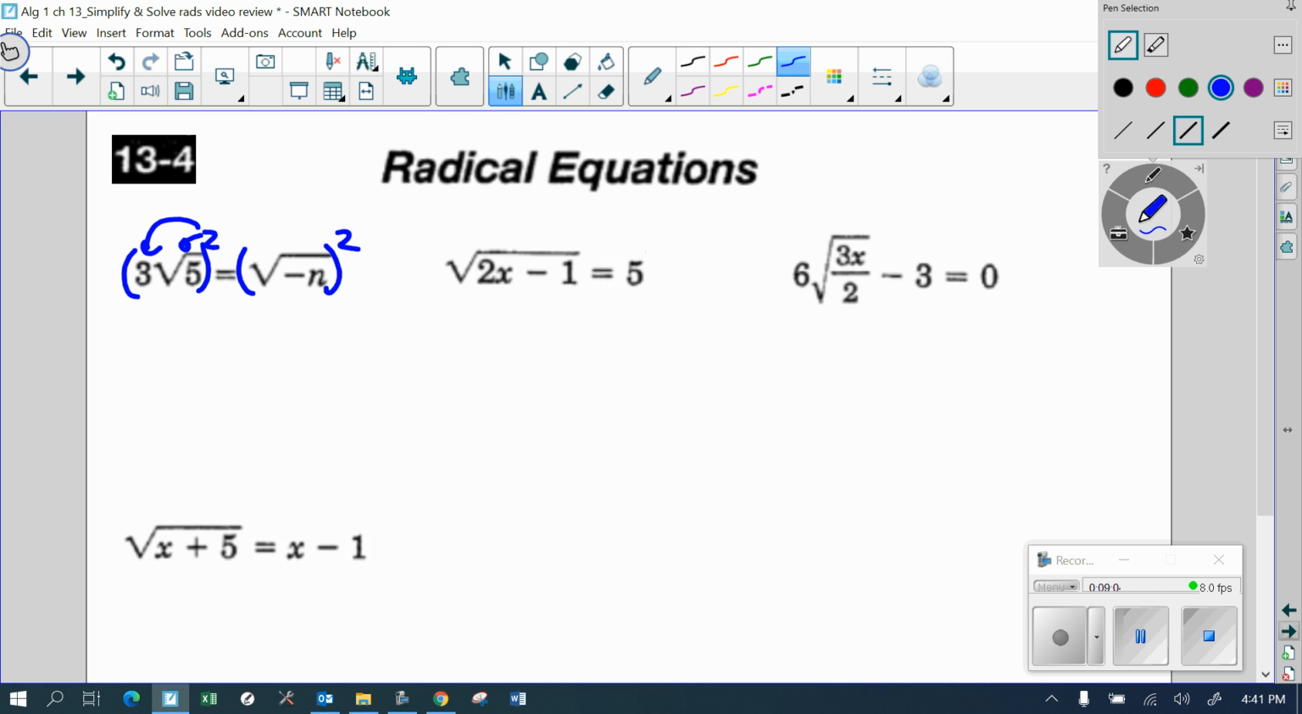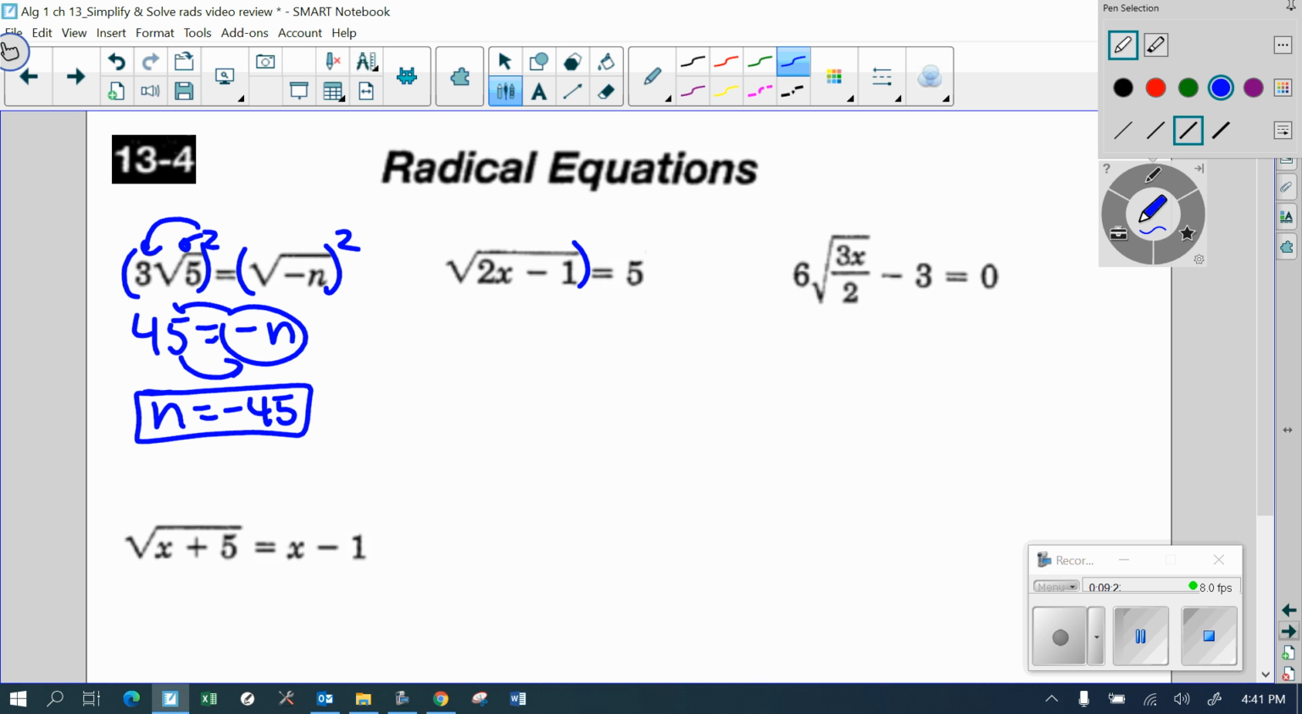So that really says 9 times 5 is 45, because root 5 times root 5 is 5, as we talked about. And I go ahead and take off that radical and get negative n. So switch it across to make it positive n, and switch that across. So n equals negative 45.